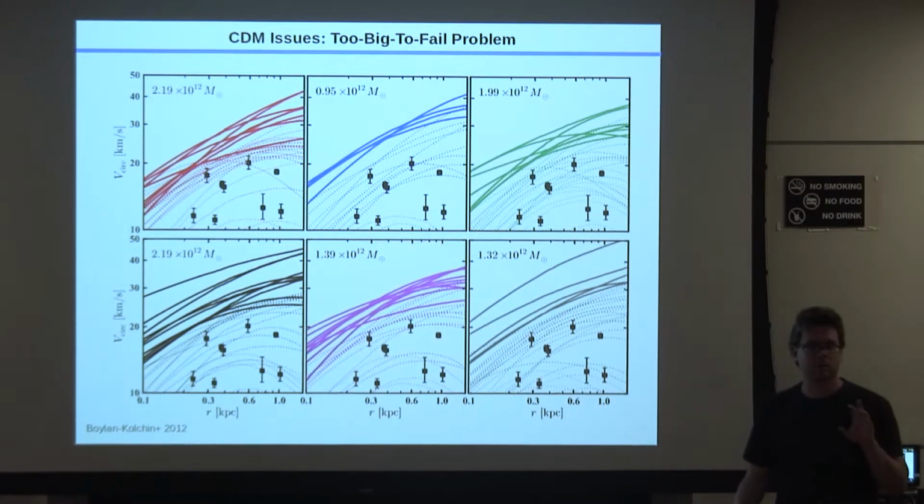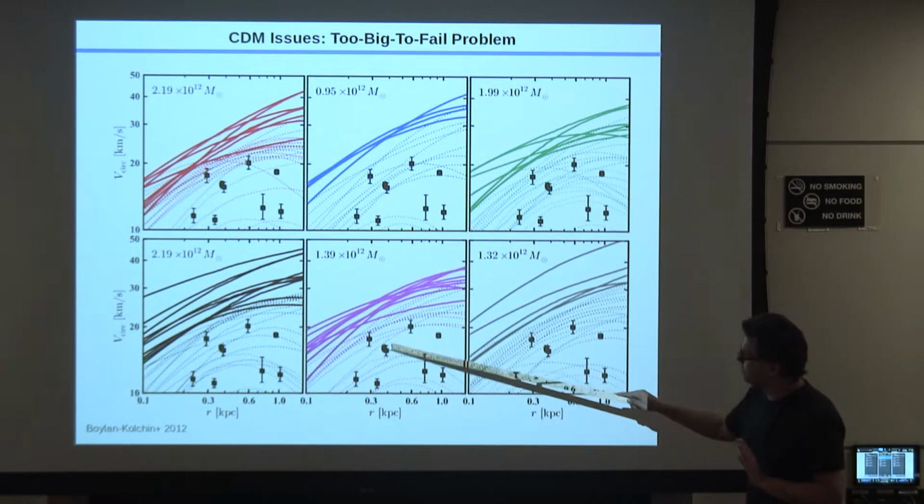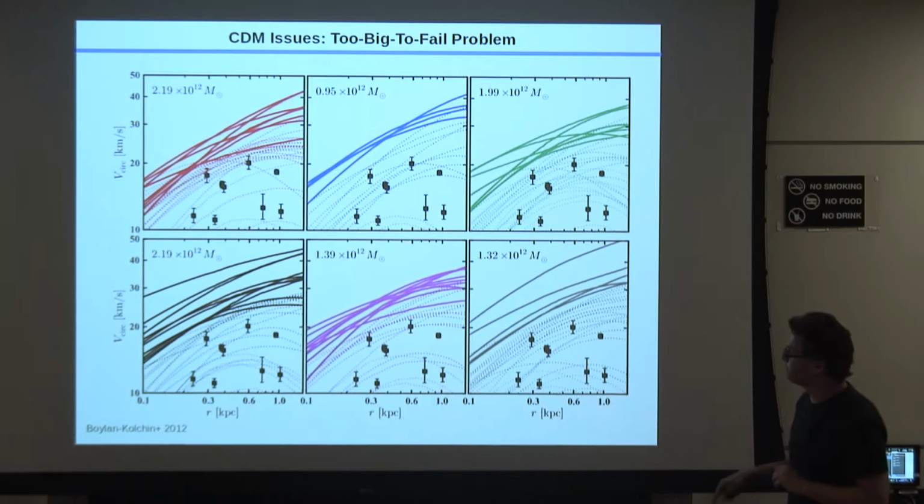This is not such a trivial observation. It has to do with measuring the kinematics of stars and so on and so forth. So it's rather difficult. But if you believe these data points, then these are the values that you get in these six panels.